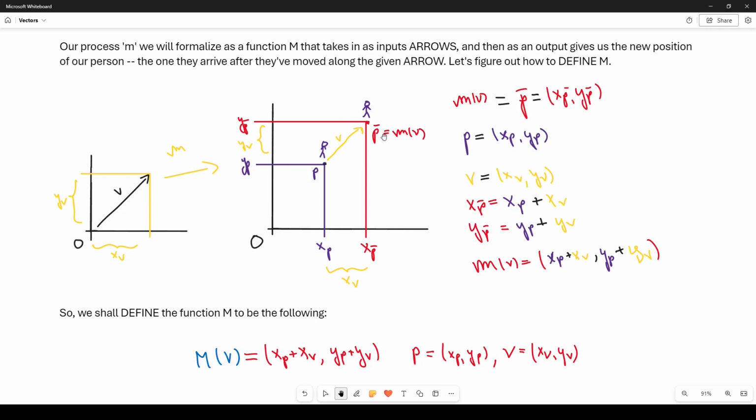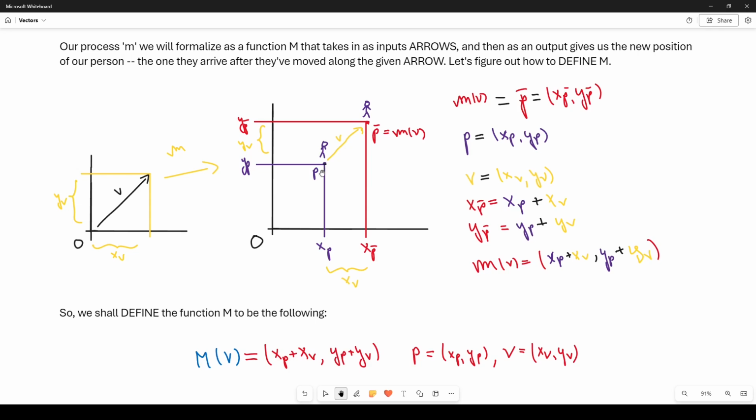So now we would like to define a function capital M that captures this notion of moving. We would like our M of our vector V to be equal to the coordinates of the point to which our person moves after following the arrow we've handed them. So let's try and figure out the coordinates of this point over here.